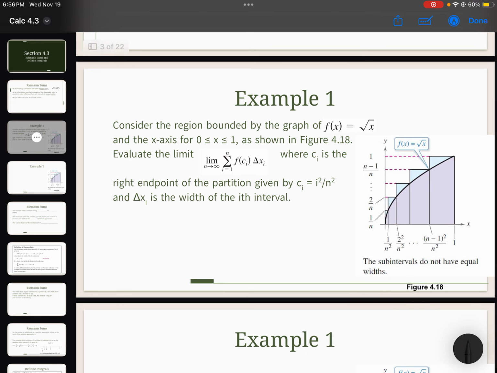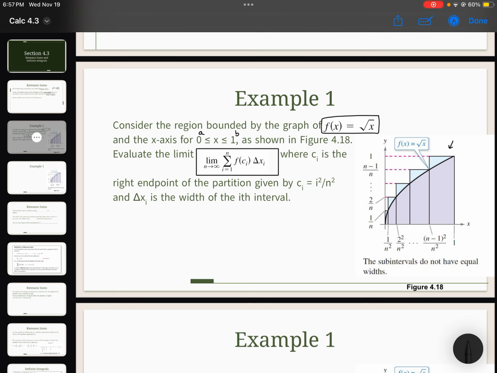We are going to consider this region bounded by this particular graph. So here's our function right here. They're showing us the graph of it right over there. And they're showing us a bunch of different rectangles, but you can see here the widths of all of these are quite different. So we know our A value is 0. We know our B value is 1. We're going to be using our normal limit summation thing. This is the Riemann sum that we are dealing with.